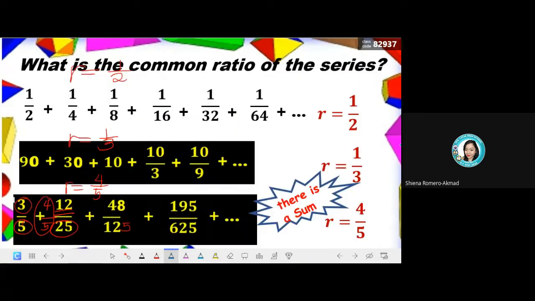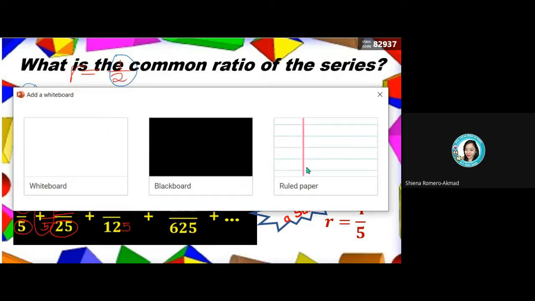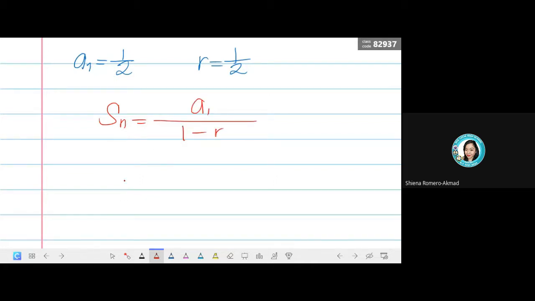Now, let us try to solve ito. Sagutan natin to. Subukan natin siyang sagutan. So, yung first term is 1 half. Ratio is 1 half. And ano pa yung nawawala? Ayun lang pala. First term tsaka ratio lang. So, first term is 1 half. Ratio is 1 half. So the formula again is S sub n is equal to the first term divided by 1 minus r. So ang dali-dali lang na itong formula na ito kapag infinity. So S sub infinity is equal to the first term, which is 1 half, and we have 1 minus 1 half. 1 minus 1 half is also 1 half, so we have 1 half divided by 1 half.